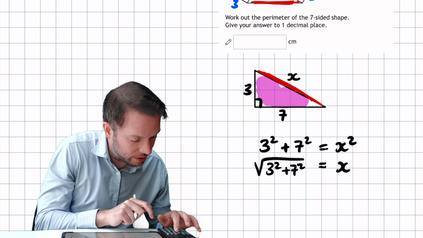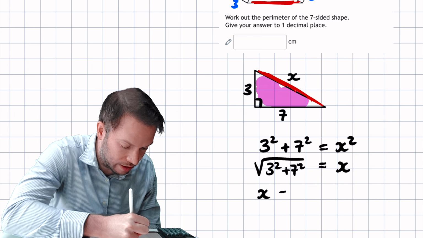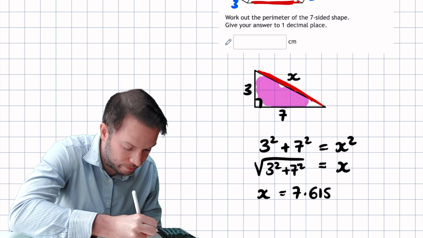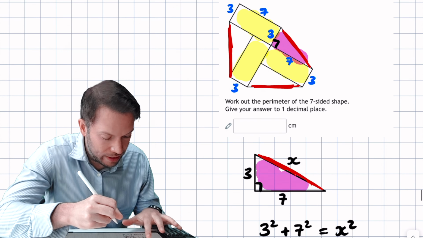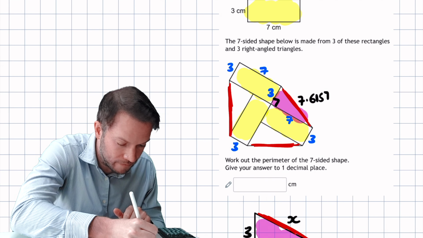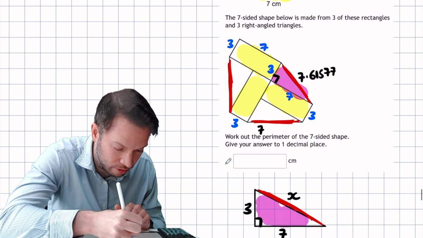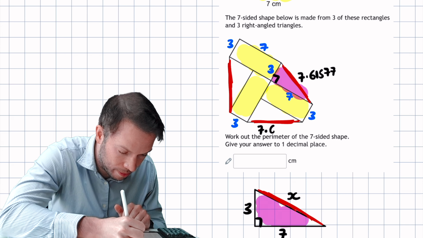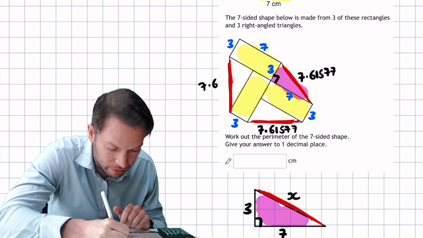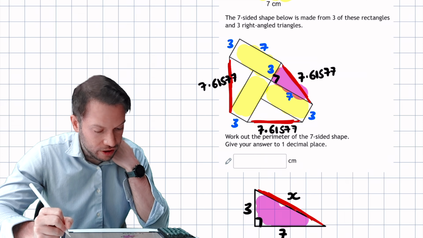And if we do that on our calculator, we get x is equal to 7.61577. Cool. So now we know the red length is 7.61577. And we also know this other red length here is the same, because it's the same triangle. And so is this other red length, that's 7.61577. So now we just need to add up all these lengths and that gives us the total perimeter.